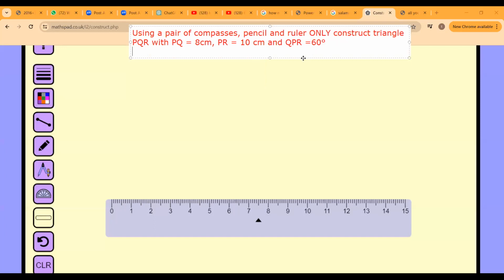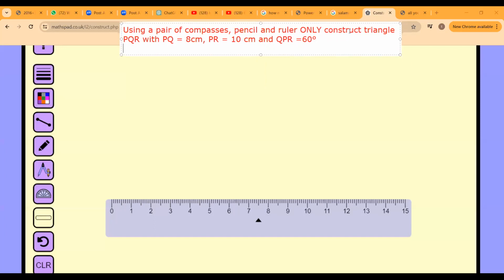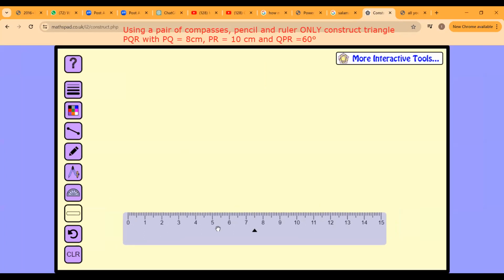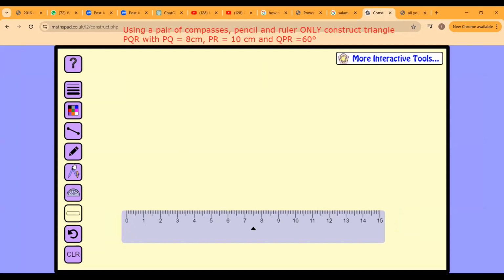With this one, they ask us to use a pair of compasses and construct a triangle. That's very important. So we're constructing a triangle here. They're saying PQ is 8 centimeters. Now PQ is going to be the base, the bottom one. So let's start off with PQ. Remember that PQ has to be 8 centimeters.